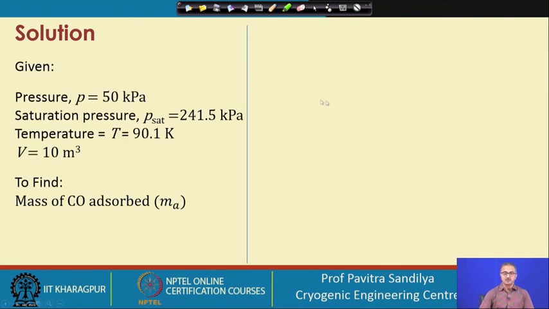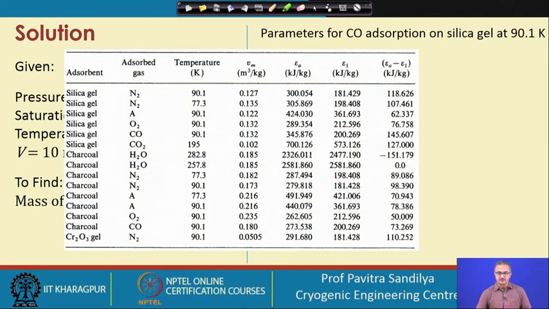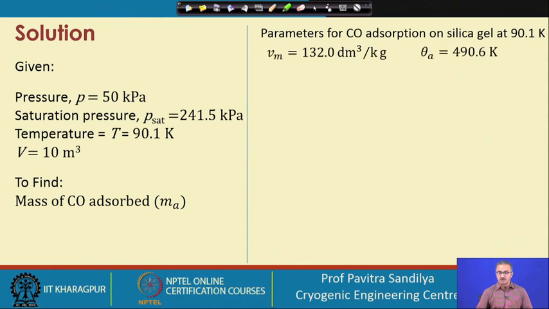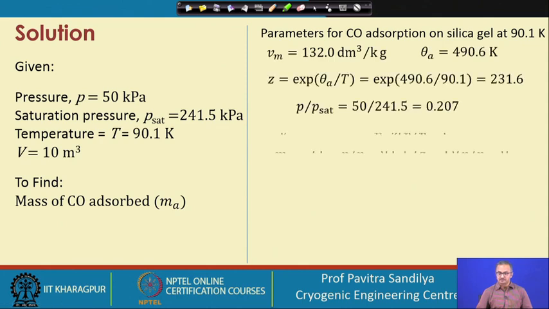Now, first let us see what are the things given to us: the pressure, the saturation pressure, the temperature and the volume to be adsorbed, and we have to find out the carbon monoxide that can get adsorbed. Now, here are the parameters first which we have for this isotherm. We are going to use a BET isotherm, and the parameters are listed here, and we shall be choosing the silica gel versus carbon monoxide at 90.1 K, and we see the various parameter values are listed in this particular table. So, we shall pick up these values appropriately, and now we shall be using these.